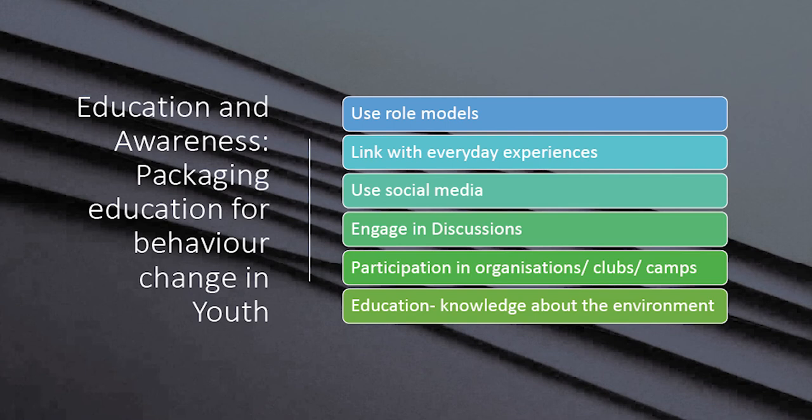So we also need to link with everyday experiences. We can use social media. I know the young ones like social media. So as we are raising issues around low carbon transition, net zero by 2050, we can create a youth platform for net zero by 2050. We can engage in discussion forums. We can also participate in clubs and other issues that are linked to that.